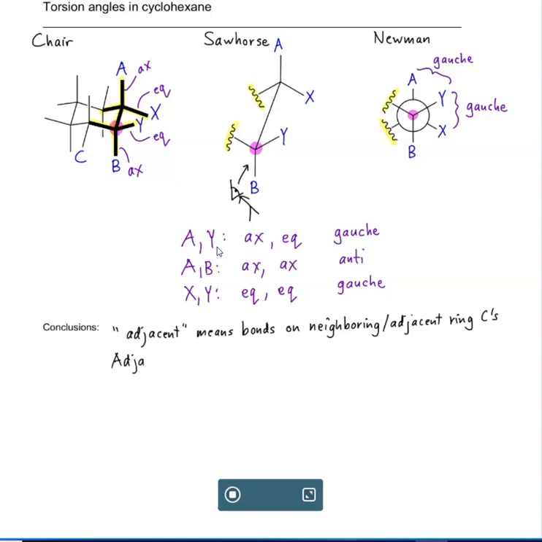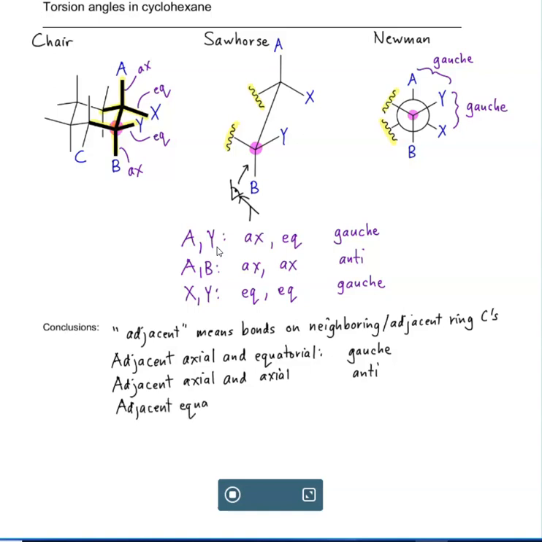Okay, so if you have two bonds coming off of a cyclohexane chair, they're adjacent to each other, and one is axial and one is equatorial, their relationship will always be gauche. If you have two axial bonds that are on adjacent carbons, their relationship will always be anti. And if you have two adjacent equatorial bonds, their relationship will always be gauche. So all of this you can take to the bank. It's never going to be different than this.